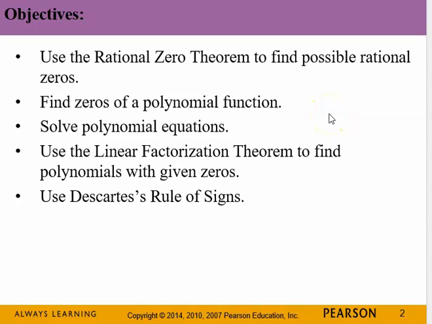Looking at the objectives, we want to use the rational zero theorem to find possible rational zeros. This is one of the little tools we have. And then find the zeros of a polynomial function. Solve polynomial equations. Use the linear factorization theorem to find polynomials with given zeros. And use Descartes' rule of signs.